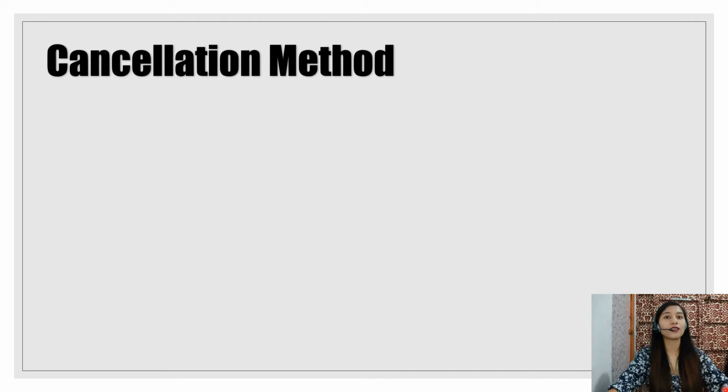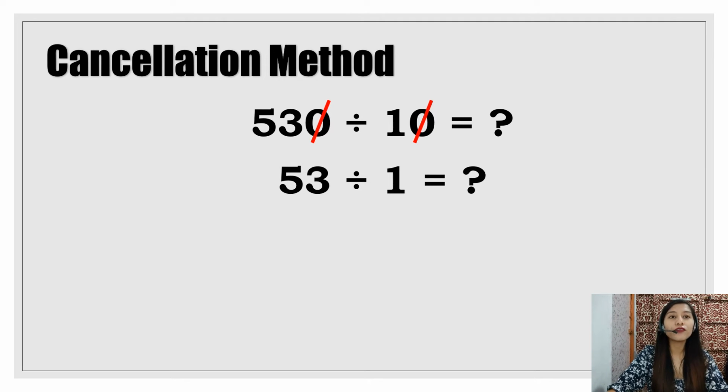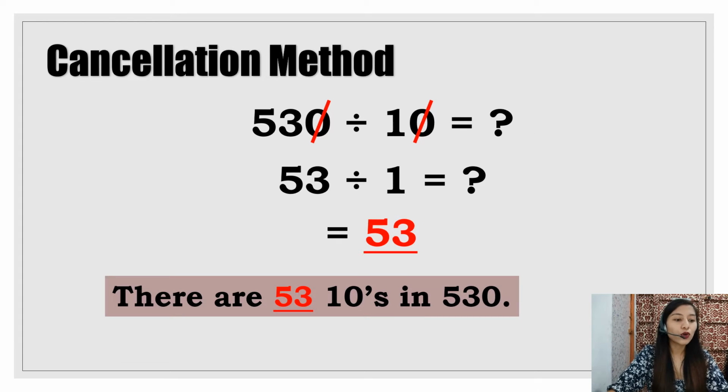We can also use the cancellation method in this one. What is the cancellation method? We simply cross out the zeros. So 530 divided by 10, cross out one zero in 10 and cross out the other zero in 530. So we come up with 53 divided by 1. Any number divided by 1 is itself. So we have the answer 53. There are 53 tens in 530. Do you get it? Okay, next.